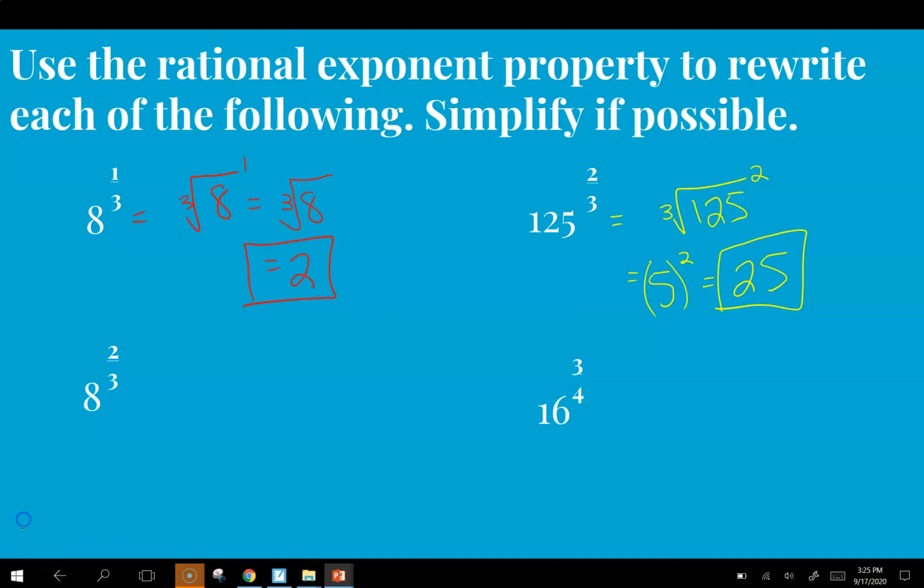All right. Over here, 8 to the power of 2/3. It's almost like the one above it, except this time my power is 2. So my root is still 3, but my power this time is a 2. Well, right above it, we found out the cube root of 8 is equal to 2, right? So the cube root of 8 squared is the same thing as saying 2 squared, which is 4.